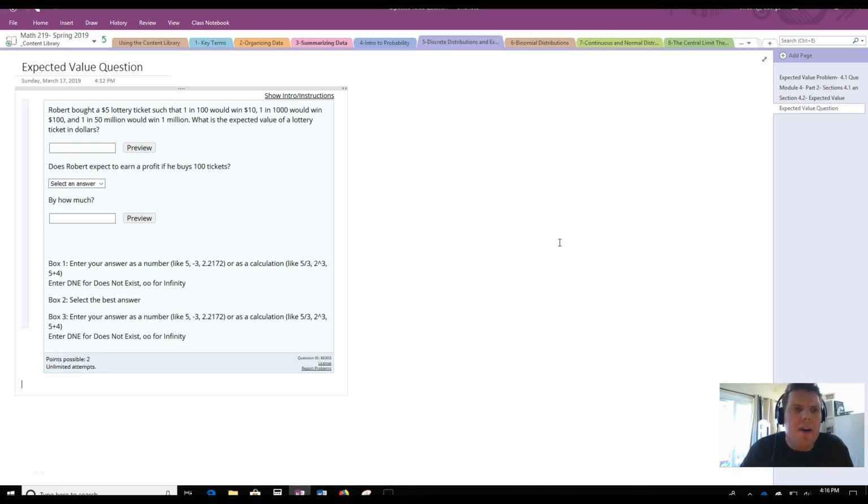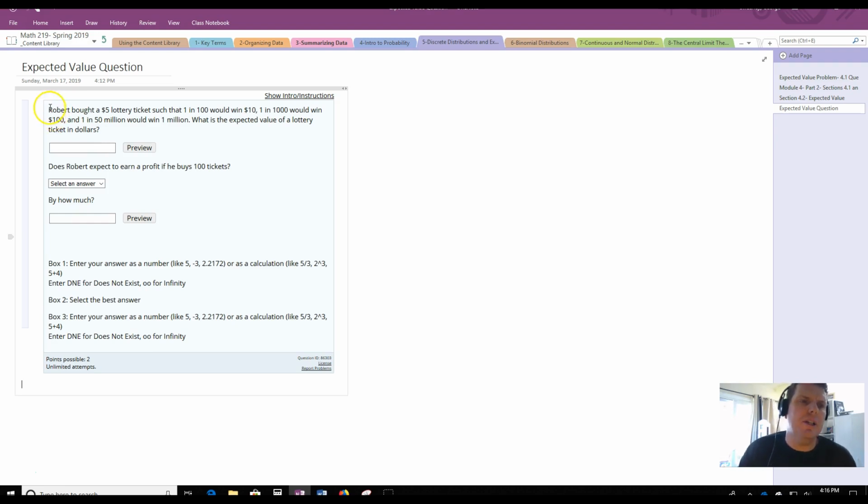All right, so what I'm looking at right now is question number 5 on 4.2, and this is an expected value question. This is actually a pretty standard expected value question. And what I wanted to do with this is go over the process of doing expected value.